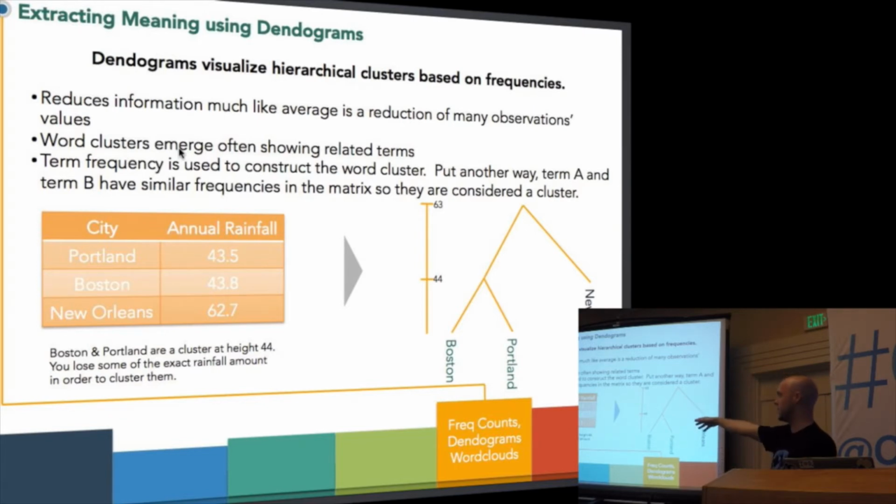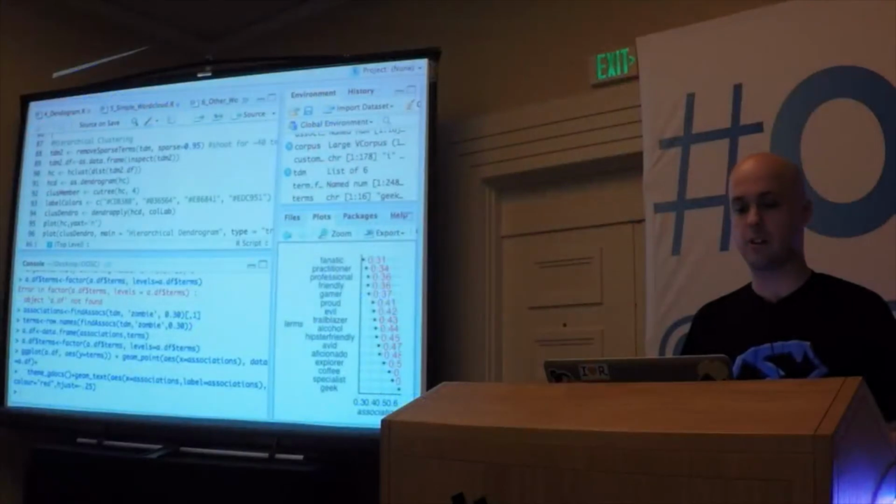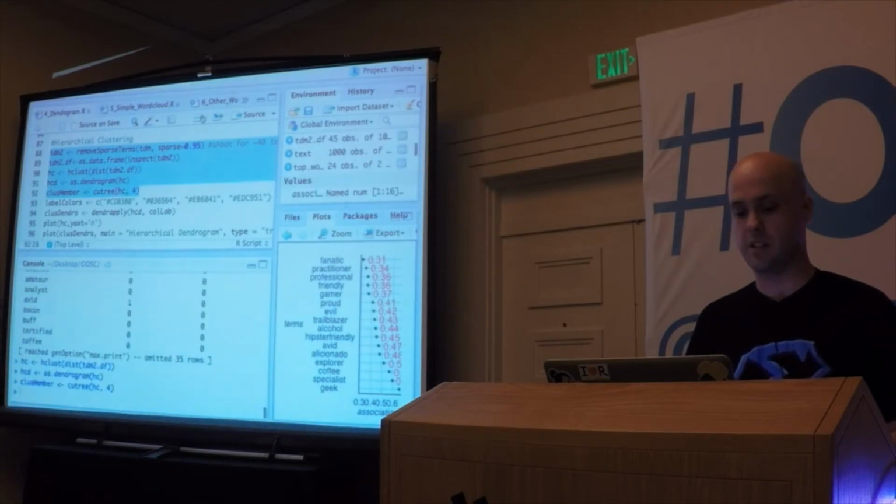So in this case, this is an example. Let's say we had 3 data points, and it was Portland had rainfall of 43.5, Boston had 43.8, New Orleans had 62.7. A dendrogram based on this table of data may look something like this, where Boston and Portland are collapsed to 44. They're very similar. And New Orleans would be like a standalone node on that cluster. So when we applied that same methodology, this hierarchical clustering, and we have to cut the tree.